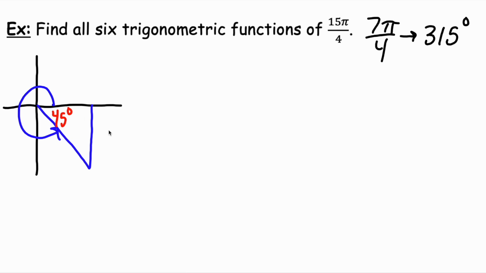So opposite of 45 is 1, but because it's going down, that's a negative 1. Got a right triangle here. Adjacent up here is 1, but because it's going to the right, we'll leave that as a positive 1. And the hypotenuse is square root of 2.